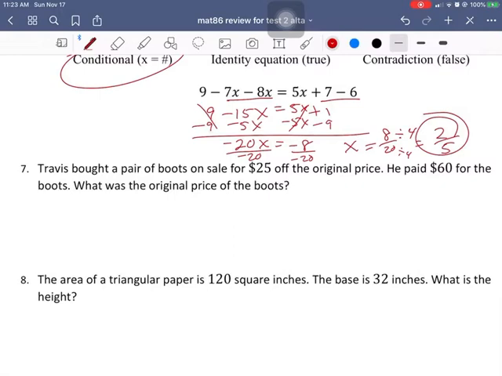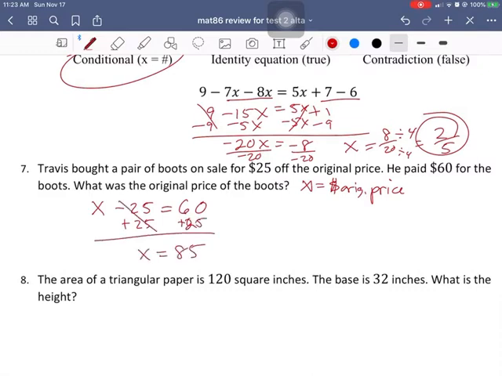Travis bought a pair of boots on sale for $25 off the original price. He paid $60 for the boots. What was the original price of the boots? If you needed to use a variable, the original price minus 25 equals 60. Okay, and X stands for the dollar amount of the original price. You solve that and you get an 85. Okay, that's a way to write an equation with the variable for this.